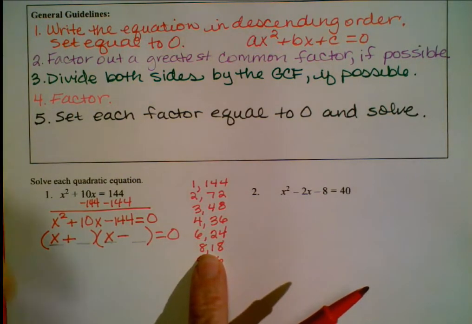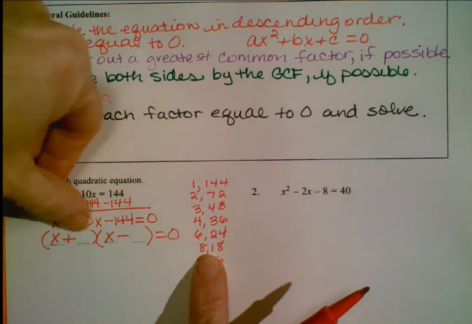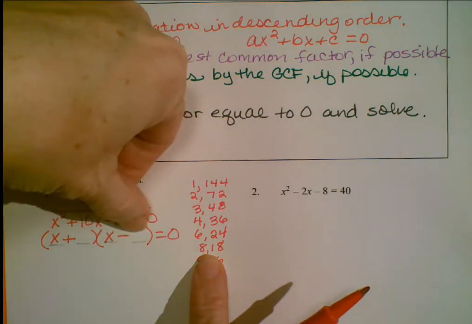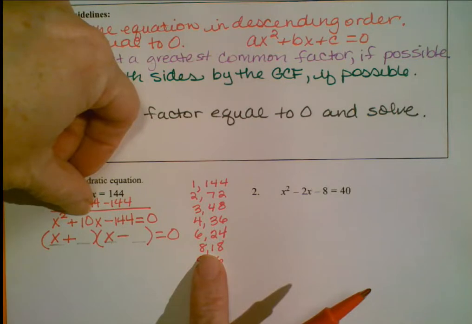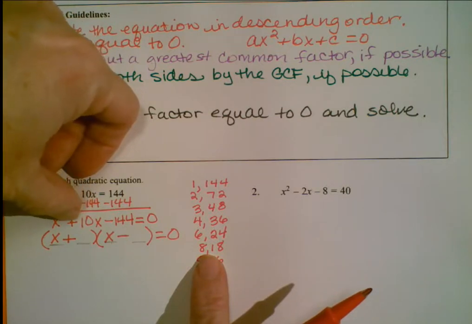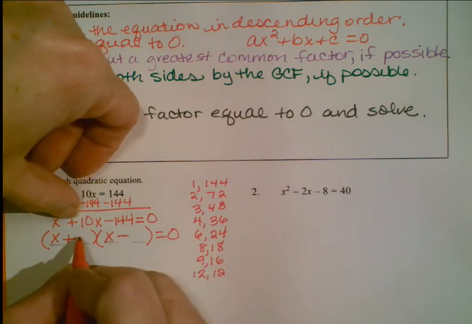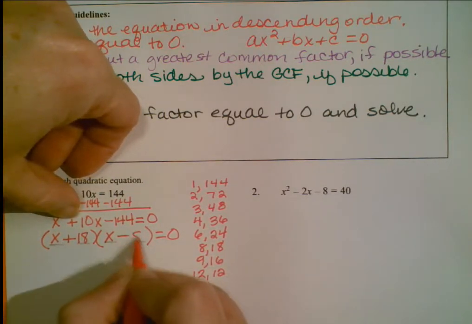Now, how do I determine whether to put the 8 here or to put the 8 here? That's where this middle term comes into play. Not only does it tell me what difference there has to be, but it also tells me the bigger number has to be positive in order for this to be a positive result. So I want the positive 18 and a negative 8.